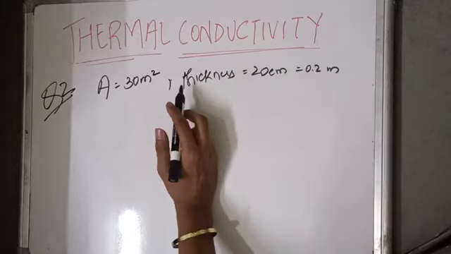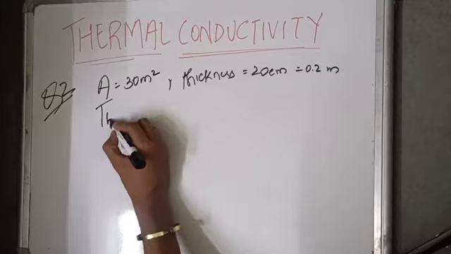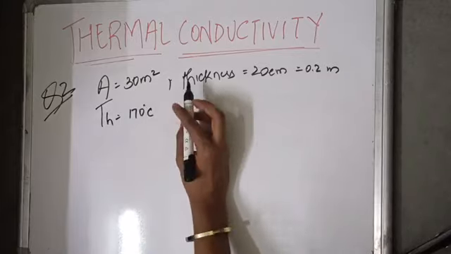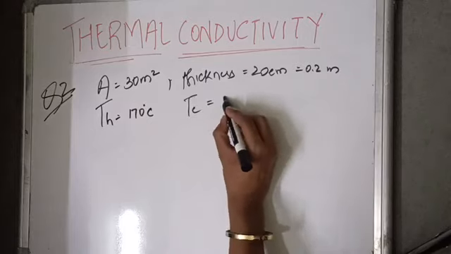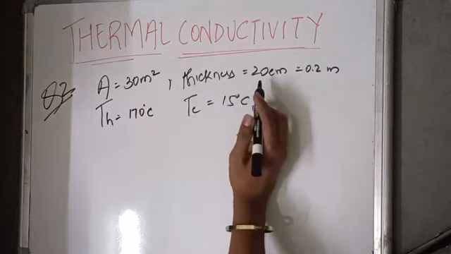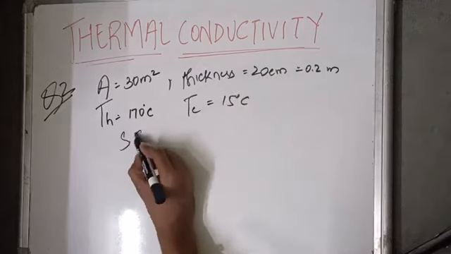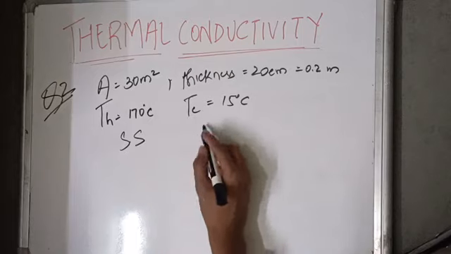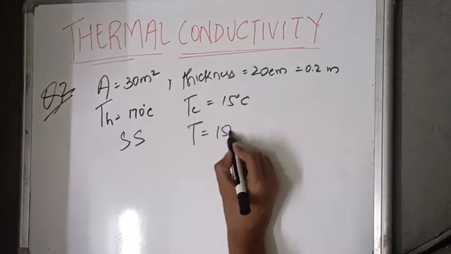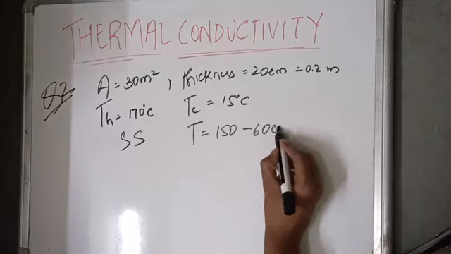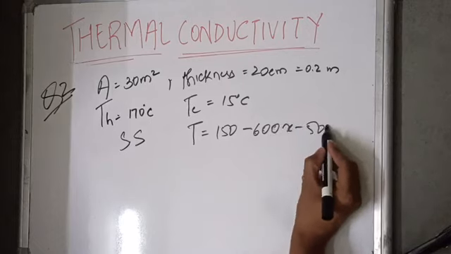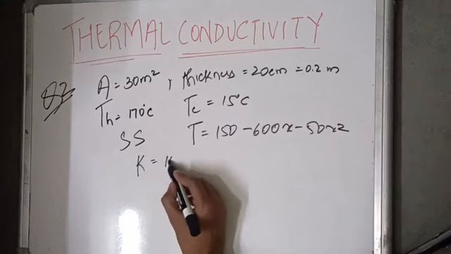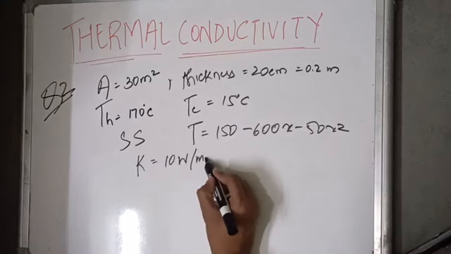separates a hot fluid, which is maintained at 190 degrees Celsius, from a cold fluid, which is maintained at 15 degrees centigrade. Under steady state condition, the temperature distribution across the wall is given by the following. We have got the thermal conductivity of the wall in watt per meter Kelvin.